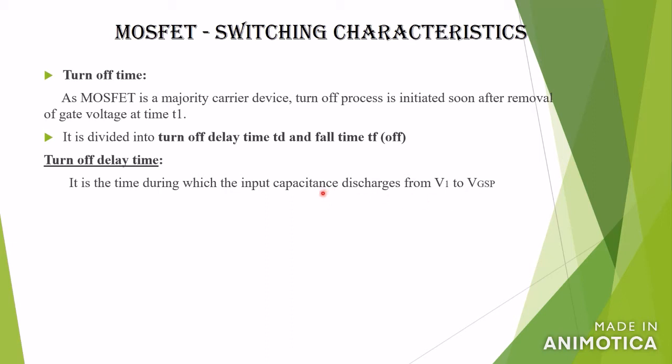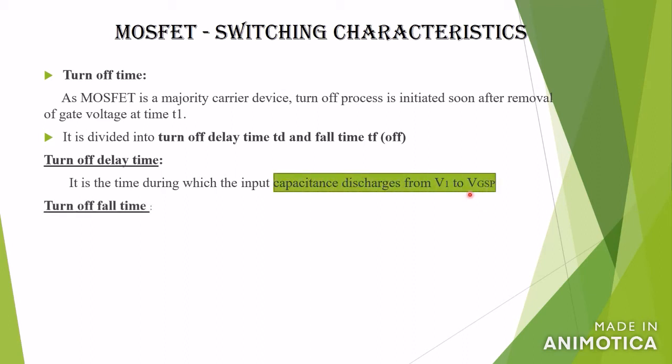Once the gate source voltage is removed, this input capacitance will start discharging. It will start discharging from the voltage V1 to VGSP. V1 is the voltage which appears across the device during its on condition, and VGSP we have already seen: this is a peak value which is sufficient to drive the MOSFET into on state.